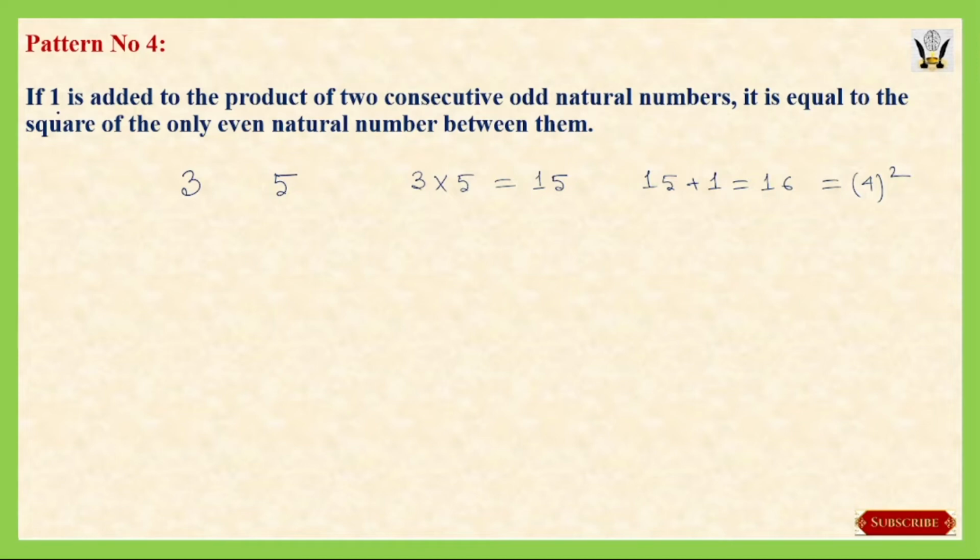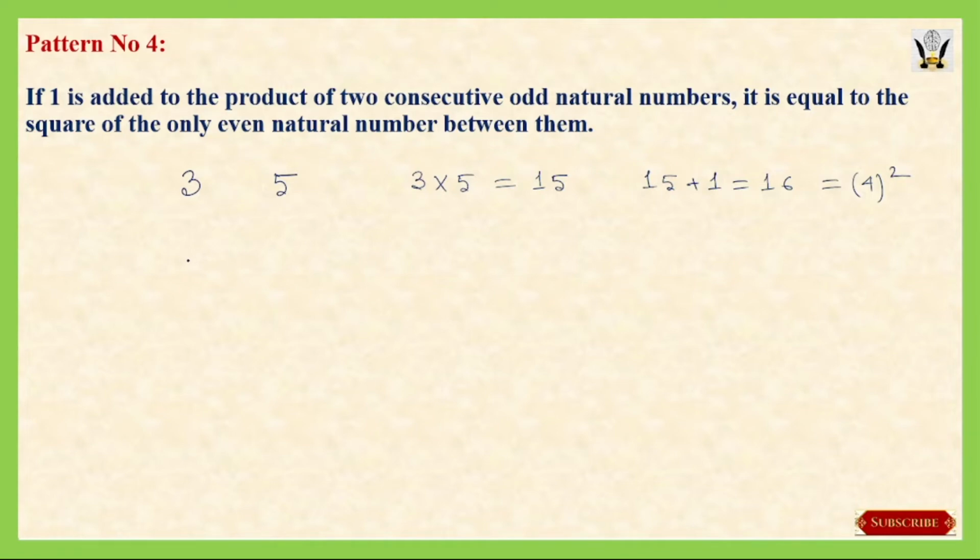So let's repeat this statement. If 1 is added to the product of two consecutive odd natural numbers, this is the product, and we have added 1, and that is equal to the square of the only even natural number between them. So 16 is 4 square, and 4 is the only even number between these two consecutive odd natural numbers.